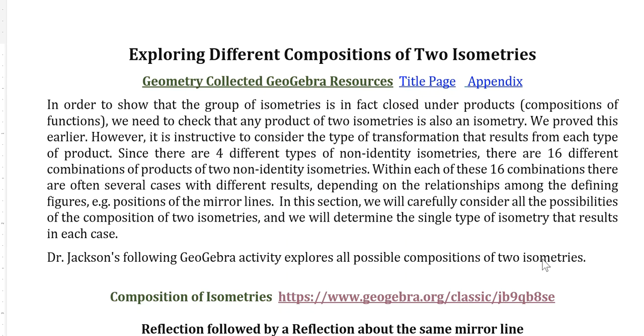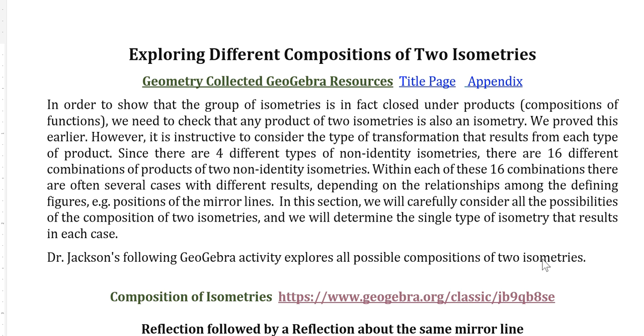We're going to talk a little bit about exploring different compositions of two isometries. In order to show that the group of isometries is in fact closed under products, that is, compositions of functions, we need to check that any product of two isometries is also an isometry. Now, we actually proved this earlier. It's actually a relatively simple proof.